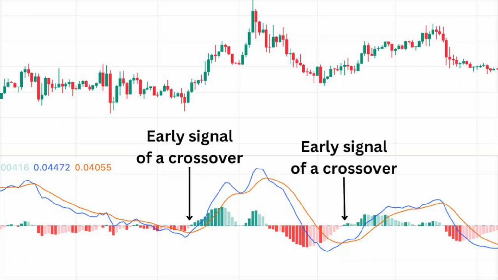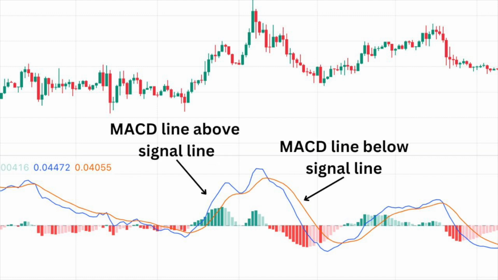And then if we look at the histogram, this represents the difference between the MACD line and the signal line. It may sometimes give you an early signal that a crossover is about to happen. So if you look at the chart, you can see that as the two lines, the MACD line and the signal line, separate, the histogram gets bigger. And when the MACD line is above the signal line, then the histogram will be positive or green. And when it's below, the histogram will be negative or will turn red.